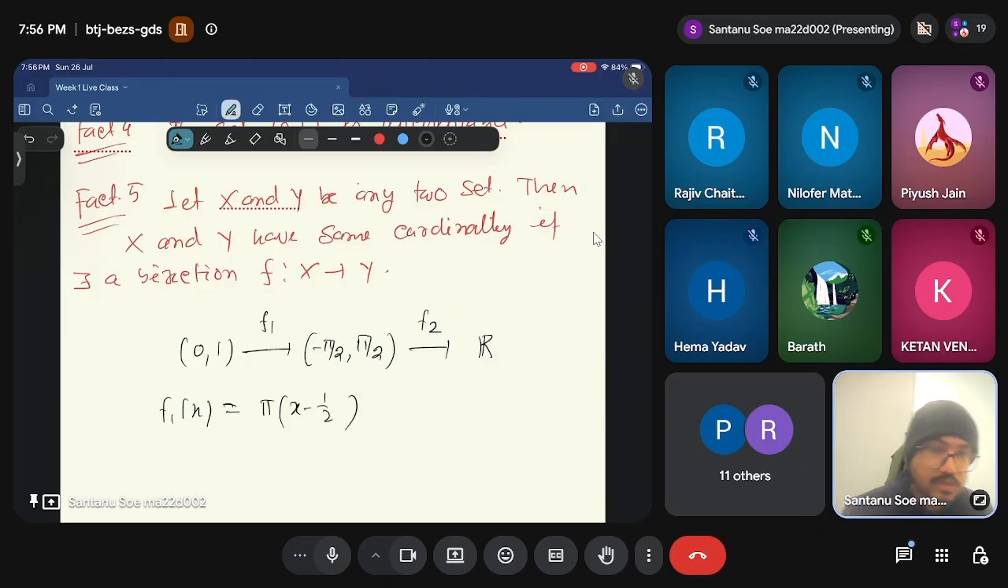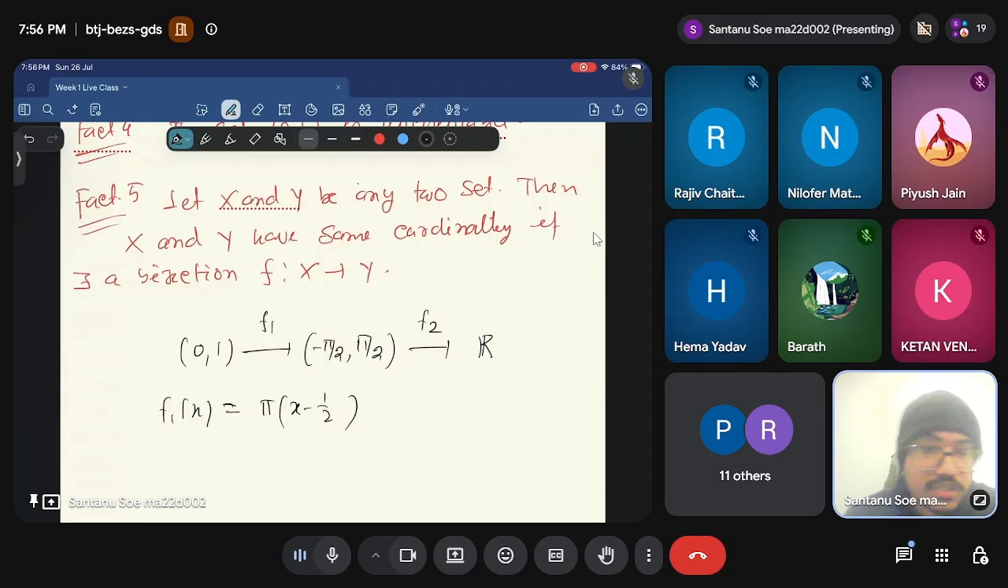You see that if you take x approaching 0, then f1 of 0 is -π/2. And if you take x approaching 1 from below, then you get π/2. And this is clearly a bijection, right? Because this is just a proper scaling of the identity map. First you take x minus half and then you multiply by π. So this is a bijection.